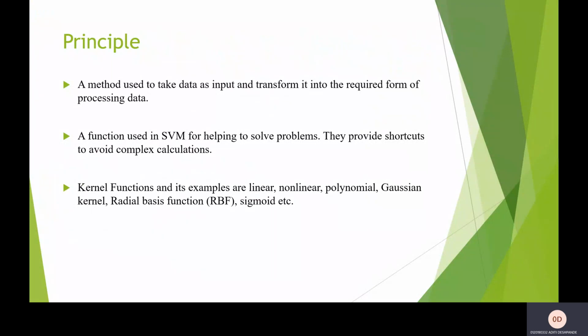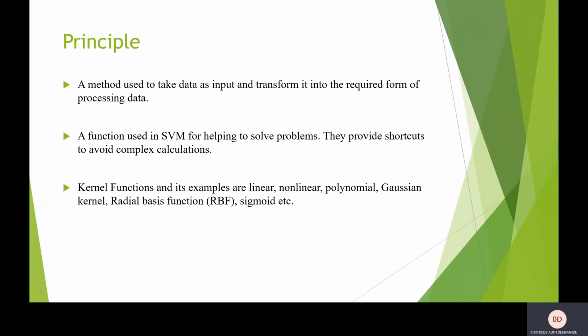The goal of the SVM algorithm is to create the best line or decision boundary that can segregate n-dimensional space into classes so that we can easily put the new data point in the correct category in the future. This best decision boundary is called a hyperplane. SVM chooses the extreme points or vectors that help in creating the hyperplane. These extreme cases are called support vectors, and hence the algorithm is termed support vector machine.